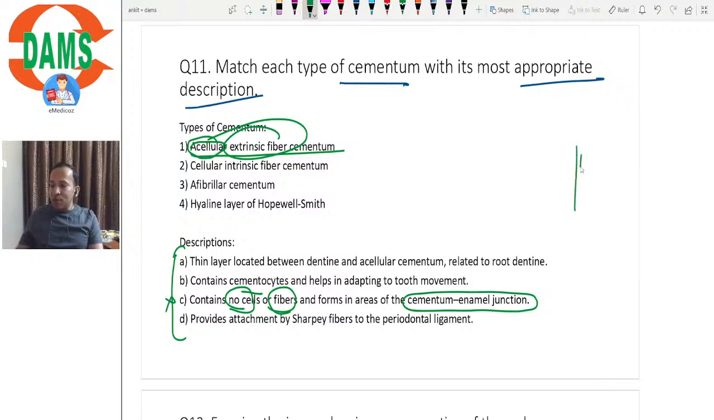So Sharpey's fibers, ठीक है ना, ये वो cementum है जिसमें Sharpey's fibers embedded होते हैं. So Sharpey's fibers are embedded only in extrinsic fiber cementum or mixed fiber cementum, isn't it? तो मिक्स्ड फाइबर सीमेंटम ऑप्शन में ही नहीं है. That is why Sharpey's फाइबर्स का मतलब क्या हुआ? एक्सट्रिंसिक फाइबर सीमेंटम, that is acellular extrinsic fiber cementum. और your option C, that is acellular afibrillar cementum, isn't it? It is acellular afibrillar cementum, that is option 3.